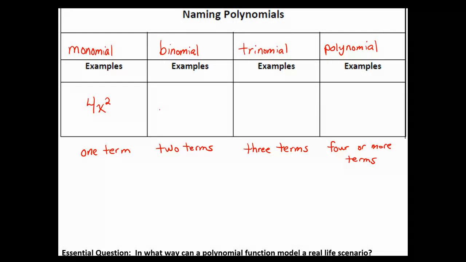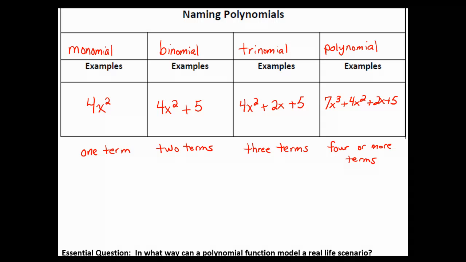Okay, a binomial is 2 terms, so maybe you still have 4x squared, but then there's also maybe a constant number in the back. And then a trinomial is 3 terms, so maybe you have 4x squared plus 2x plus 5. So there's 3 terms. And then a polynomial is 4 or more, so maybe you have 7x cubed plus 4x squared plus 2x plus 5. So there's 4 terms. You could have 5, 6, 7, 8 terms. Polynomial just means many. Isn't that easy?